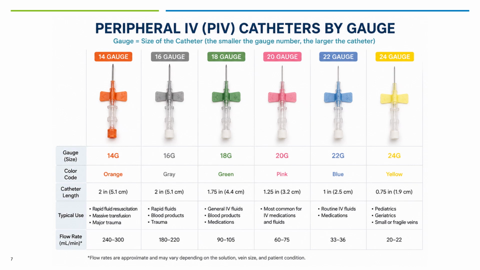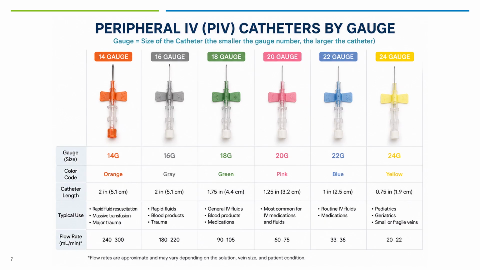So now let's talk about one of the most common decisions you'll make as a nurse, which is choosing the correct IV catheter gauge. One thing students often find confusing is that the smaller the gauge number, the larger the catheter diameter. So a 14 gauge catheter is much larger than a 24 gauge catheter. Larger catheters allow fluids to flow much more quickly.